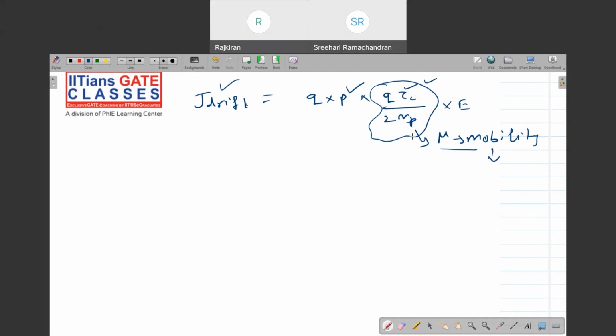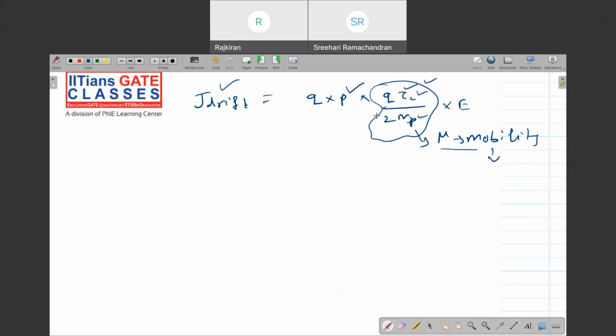I'm telling you, mobility will be discussed extensively. So the more the collision, the less is tau c, the less is the mobility. This factor is called mobility, and it will depend upon the collision time and effective mass. Later we'll see how tau c depends upon many factors.